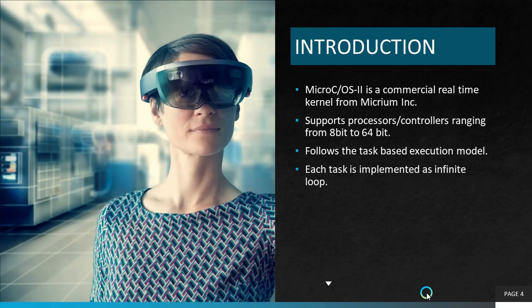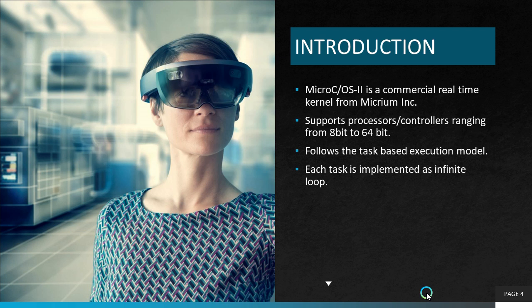Before that, we need to know some introduction about Micro C operating system 2. Micro C operating system 2 is a simple, easy to use real-time kernel written in C language for embedded system application development. It is the acronym for the microcontroller operating system version 2. Main features of this version are that it is multitasking, that means it is multi-threading. Then another feature is that it is priority based preemptive task scheduling.